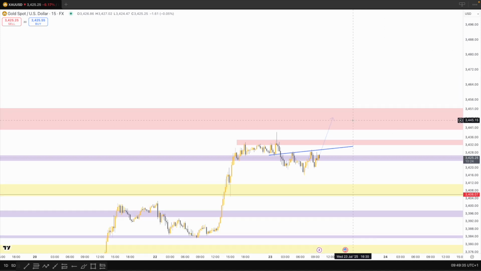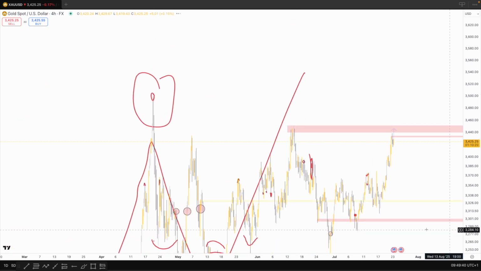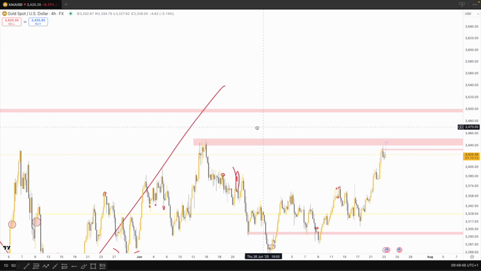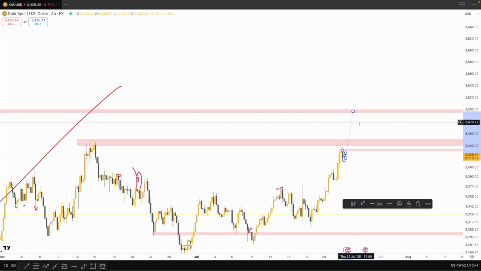Obviously, if price does surpass this level, going back to our hour 4, the next level is going to be our all-time high of around 3,500. If we do see this level broken through, we're going to anticipate price to move at least another 400 to 500 pips, eventually touching the same all-time high as before.